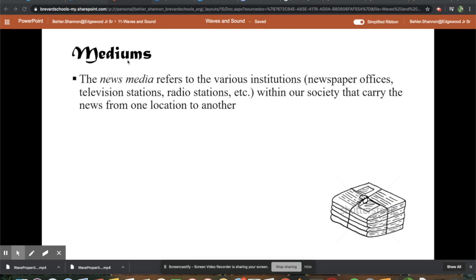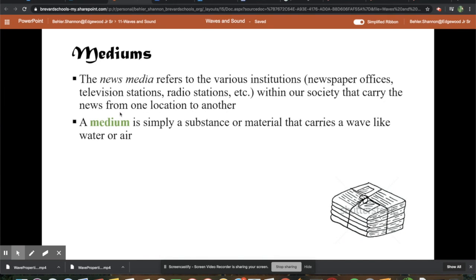There we go. So we can't talk about waves without talking about mediums. Here's a random example in real life: newspapers, the news media. Sometimes the information is carried to you through a physical newspaper. Most of the time now, it's carried to you through the internet. But the medium is how that information is relayed to you, the platform through which the information gets to you.